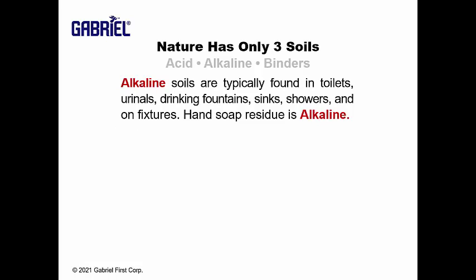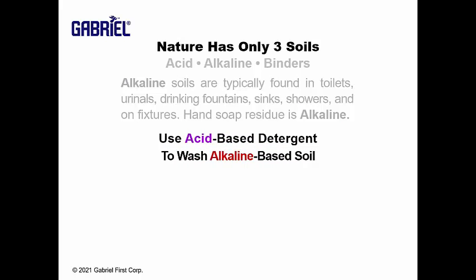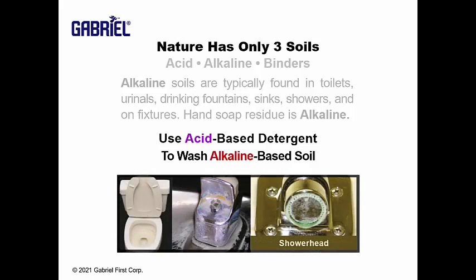Alkaline soils are typically found in toilets, urinals, drinking fountains, sinks, showers, and on fixtures in bathrooms. Hand soap residue is alkaline. Use acid-based detergents to wash alkaline-based soils.